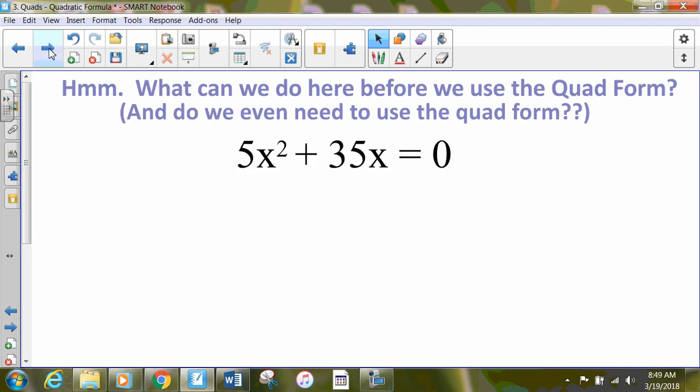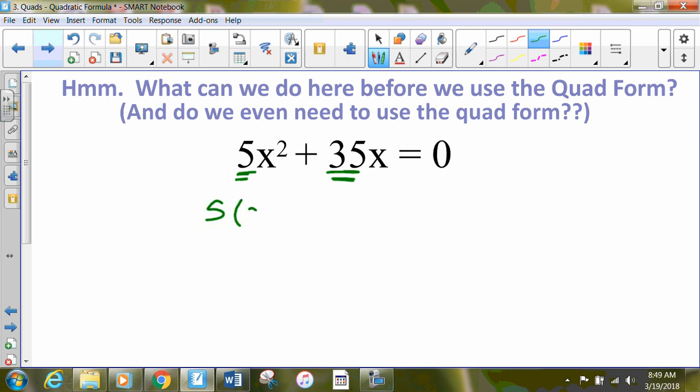All right, what can we do here before we use the quad form, and do we even need to use the quad form? So very similar problem, right? We're going to go ahead. We see that we can factor out the GCF. What's the biggest number that goes into both 5 and 35? That's right, 5. So when we factor it out, we're left with this.